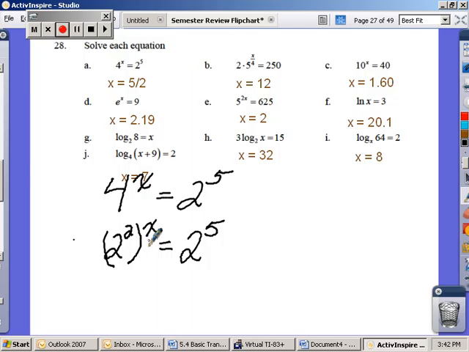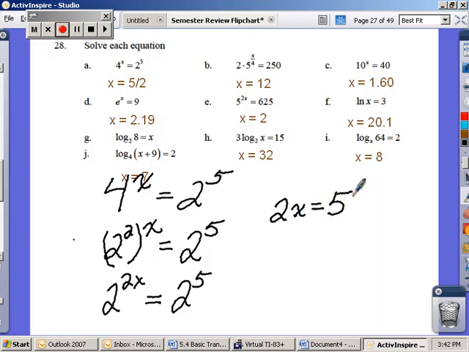So 4 can be written as 2 squared. Now, to get rid of these parentheses, I multiply the exponent 2 times the exponent x, and I get 2 to the 2x equals 2 to the 5th. Now, are my bases the same? Yes, both bases are 2, so if the bases are the same, exponents are equal. 2x is equal to 5. I would like to solve for x, so I divide by 2. x equals 5/2.